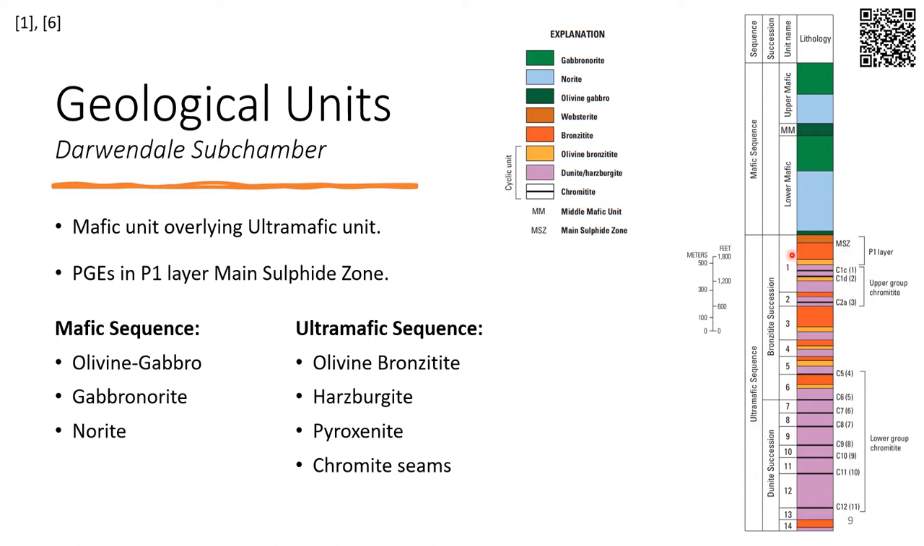If we move up to the mafic sequence, the rock types are olivine gabbro, gabbronorite, and norite. Just to give you a sense of scale, this lower mafic section here is about 700 meters thick and medium to coarse grained. This middle mafic section is about 100 meters thick and is fine to medium grained. And the upper mafic section is about 300 meters thick. Of course, this change in grade and size as you move up makes sense with what we know about differential cooling in large igneous intrusions.